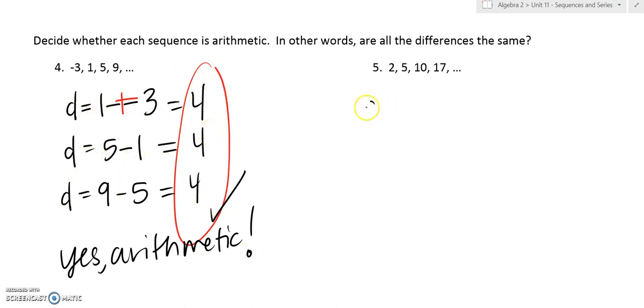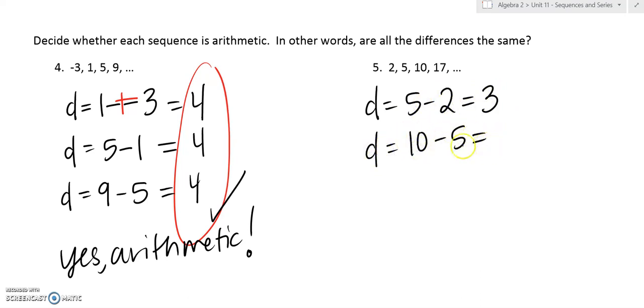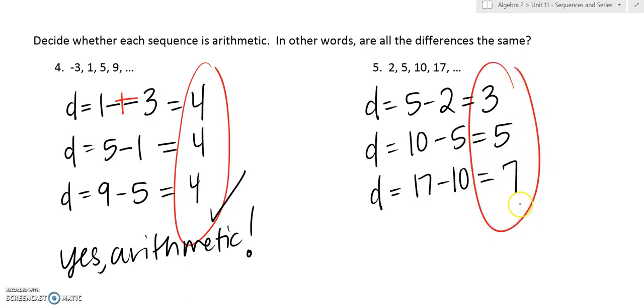So let's check the next one. I'm going to do the same thing. Second number minus the first number. 5 minus 2 is 3. Okay, then I'm going to do the third number minus the second number. 10 minus 5 is 5. That doesn't look good. Let's just check it one last time. The fourth number minus the third number, 17 minus 10, I get 7. Again, I want to look at those last numbers that I got that I circled. They have to match. Those don't match at all. That means the common difference isn't the same, which means that it is not arithmetic.